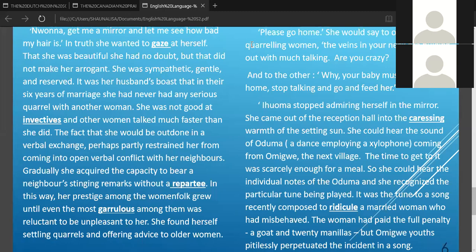The woman had paid the full penalty, a goat and 20 manillas, but Omigwe youths pitilessly perpetuated the incident into a song. Thank you so much. Perpetuated the incident in a song. Thanks so much, our readers.